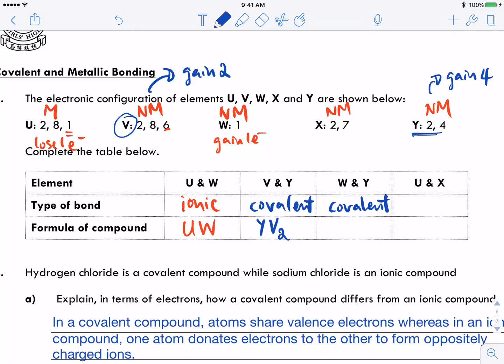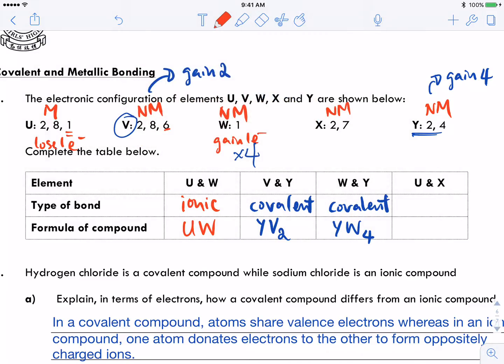Okay, I mentioned before that Y needs to gain 4, W needs to gain 1, so I need 4 times W to balance the number of sharing electrons. So it is YW4. Again, if you convert it, it is actually methane, CH4.